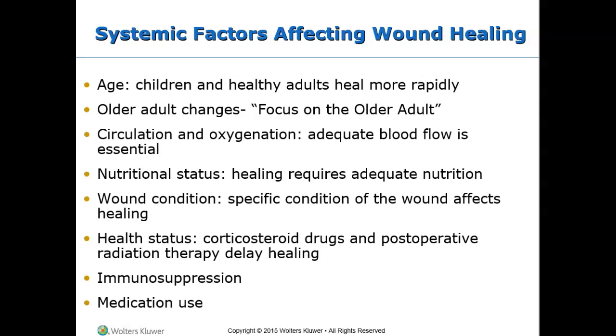Systemic factors can also be a factor in wound healing. The older you are, the slower your healing, along with being exposed to possible chronic illness, which can interfere with healing. The older adult also has age-related changes like loss of turgor, decreased sensation, and increased risk of infection. These require special nursing interventions.